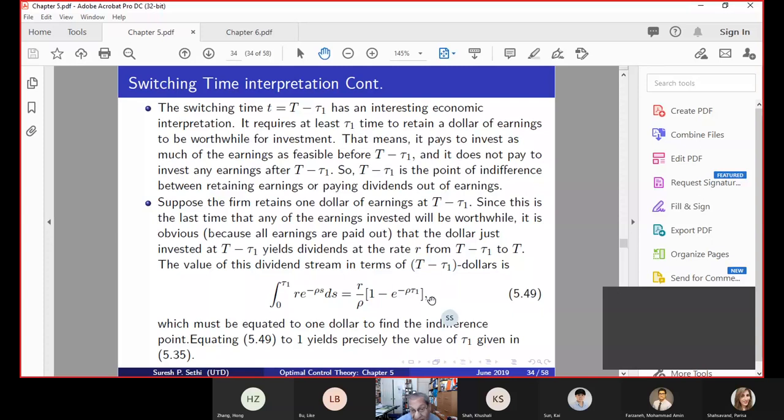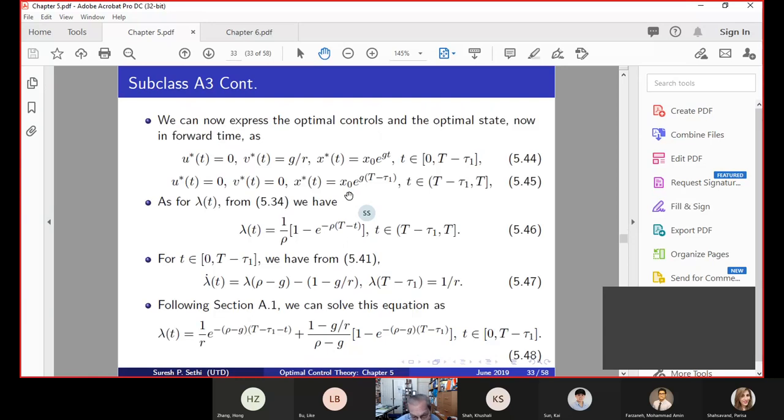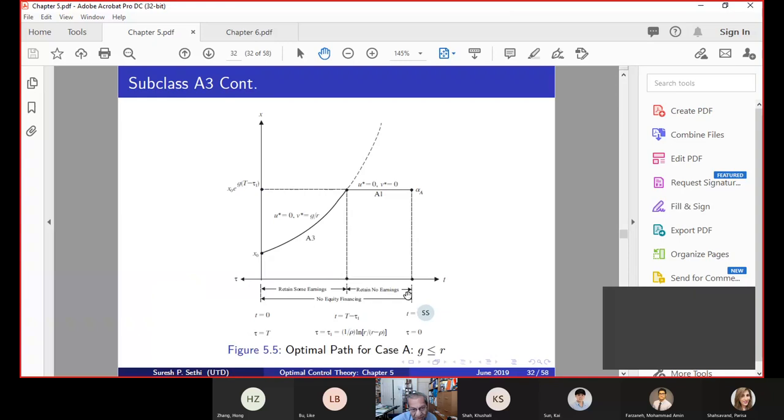Okay, but the present value of this dividend should be equal to the dollar that I just paid out. So I paid out a dollar here, and in return I'm getting a dividend at rate R, and the present value of that dividend at this time should be exactly equal to a dollar, because I'm indifferent between putting that money or not putting that money. So it has to be exactly equal to $1. If you equate that to $1, you will get this formula.